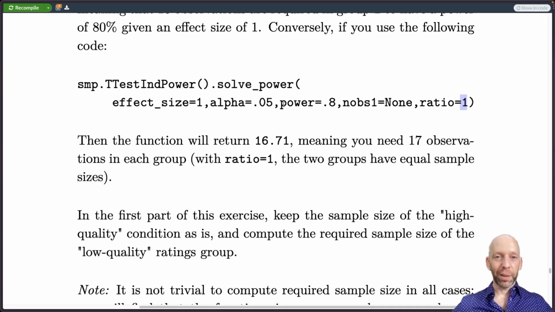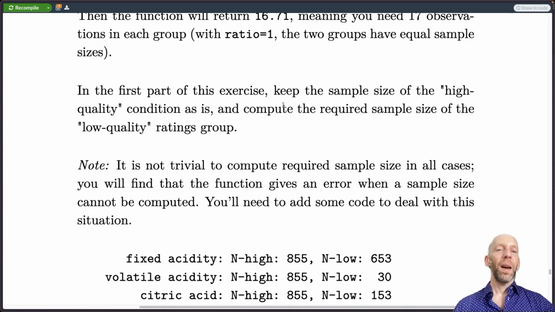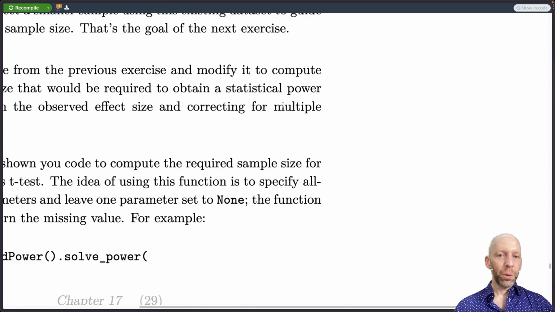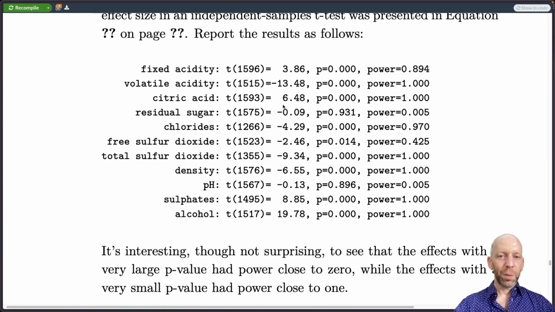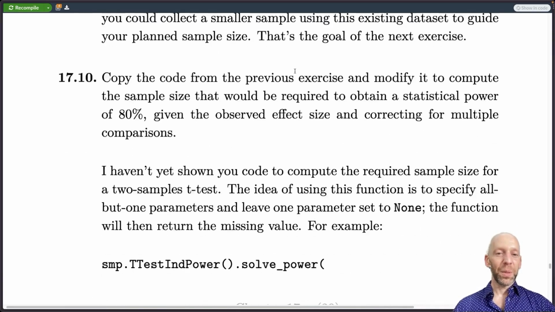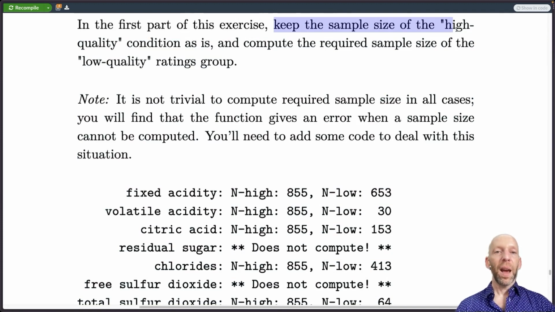So that's just background for how to implement this exercise. The idea is fairly straightforward. You want to copy and paste as much of the code from the previous exercise as you can. We already have the t-statistic and the sample sizes. So you just want to compute, we have the power that we want, which is 0.8, and then what you have to compute is the required sample size. You want to keep the sample size of the high quality condition as is and compute the required sample size of the low quality ratings group.